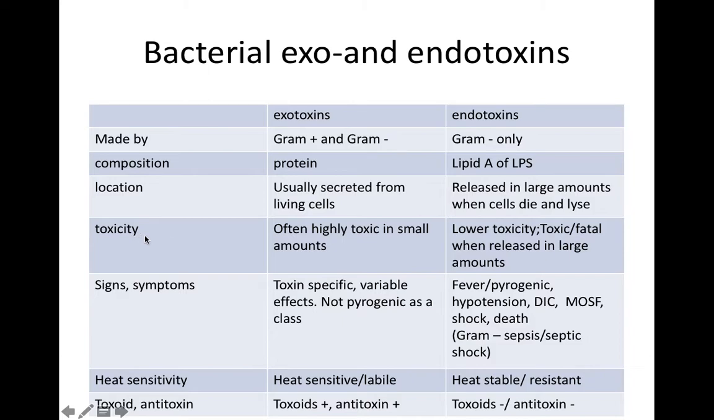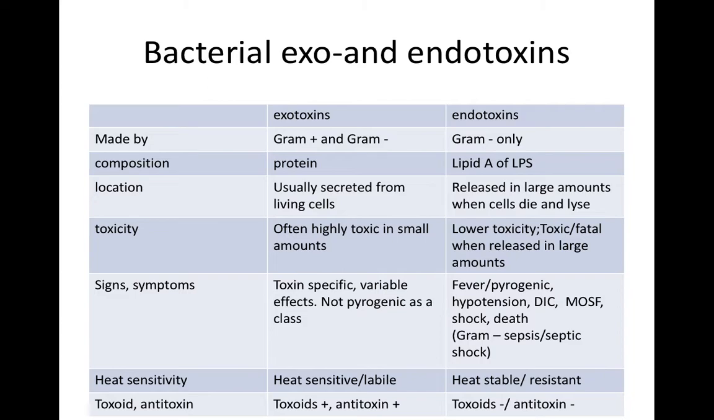With regard to toxicity, we could think of how dangerous the toxin is, and one way to compare this is to ask, does it take a tiny amount of exotoxin to cause great harm? And the answer is yes. So exotoxins tend to be highly toxic. It can take just tiny amounts, like nanogram amounts, to kill, say, a rodent. But in contrast, low amounts of endotoxins usually aren't going to cause a lot of harm. It's when large amounts are released.